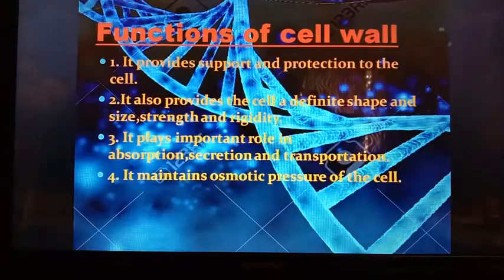Now the functions of cell wall. It provides support and protection to the cell. It also provides the cell a definite shape and size, strength and rigidity. It plays important role in absorption, secretion, and transportation. It maintains osmotic pressure or water pressure inside the cell.